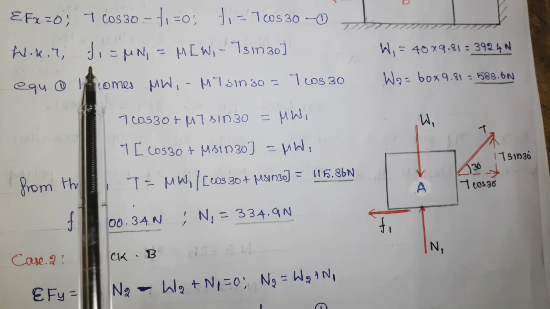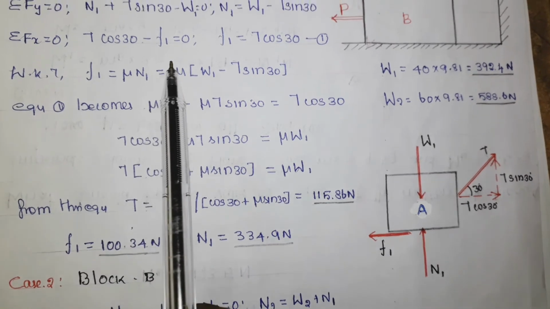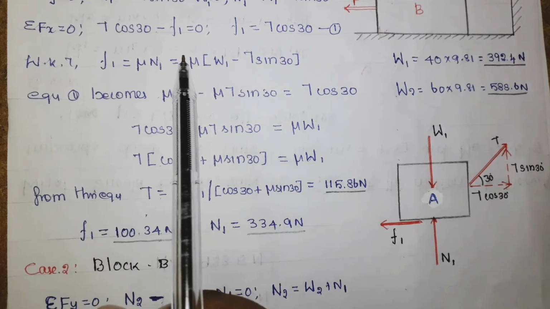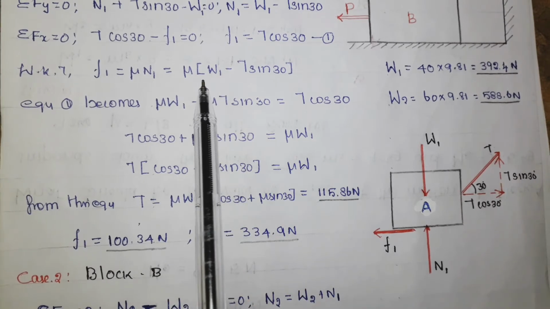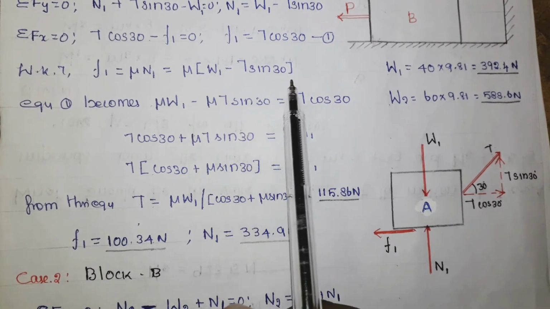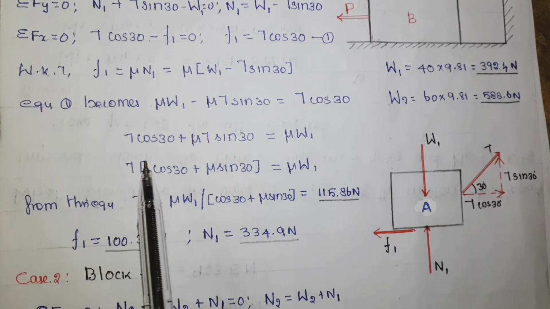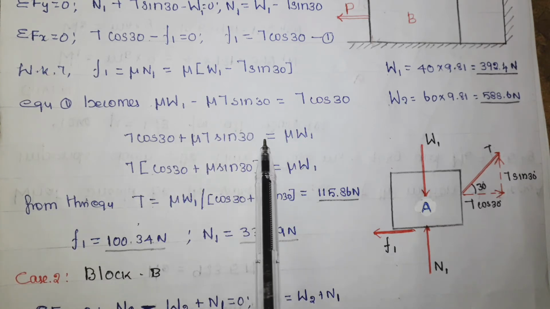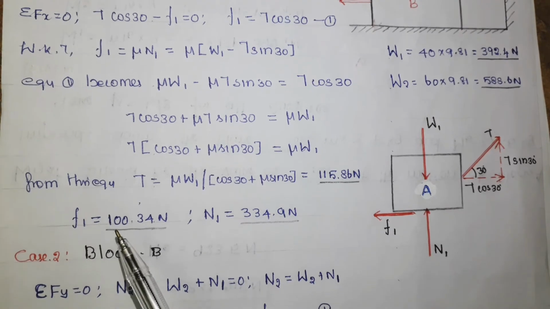But we know the basic friction equation: F1 can be written as mu times N1, where mu is nothing but the coefficient of friction. Now in the place of N1 you just substitute W1 minus T sin 30. So this equation now becomes something like this. Now you see here in the first equation, on the left hand side you have F1. In the place of this F1 you just substitute this term. So now equation 1 becomes something like this. But in this equation I want T only. So I am going to bring all the terms related to T to the left hand side, and I am going to take this to the right hand side.